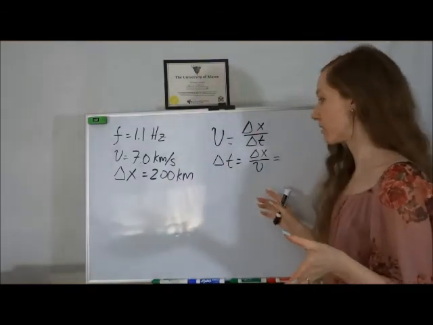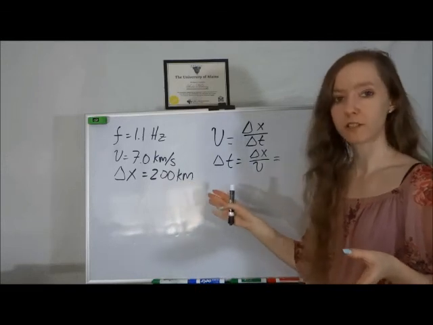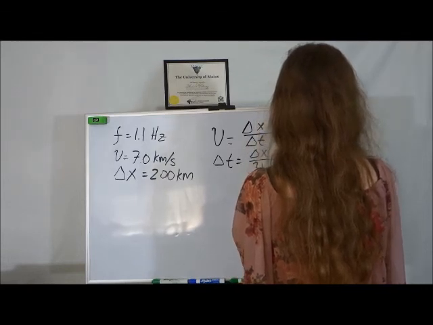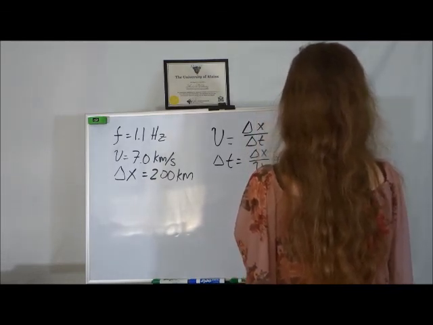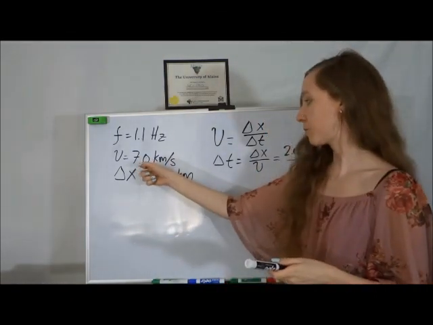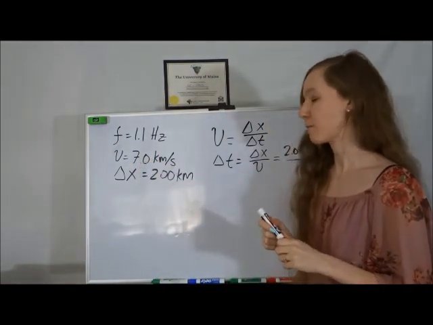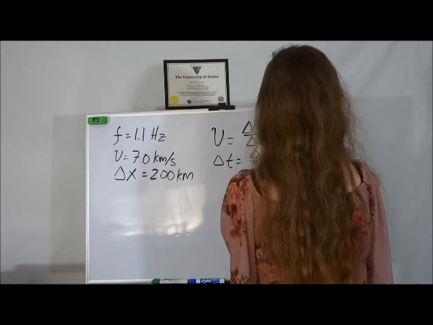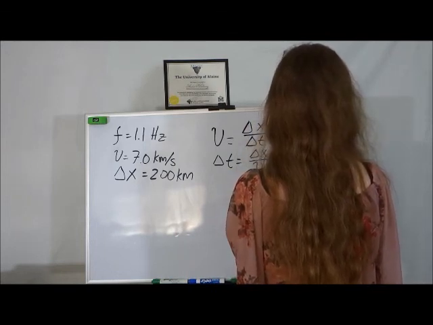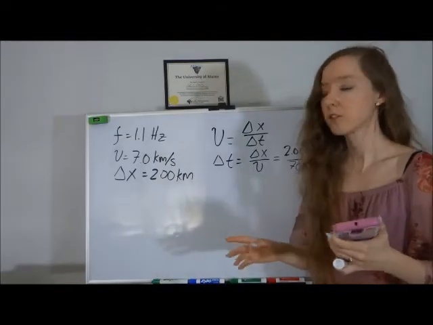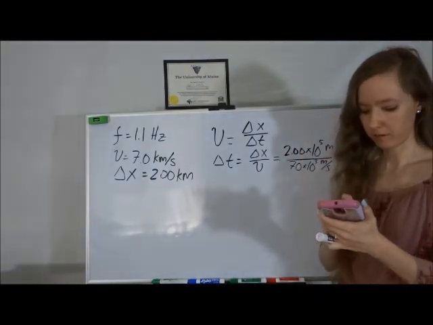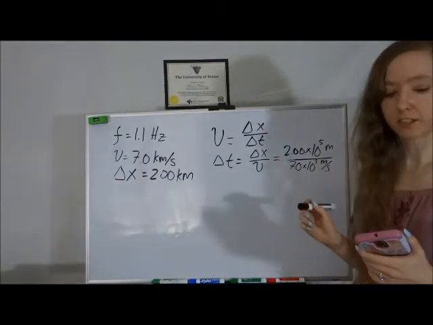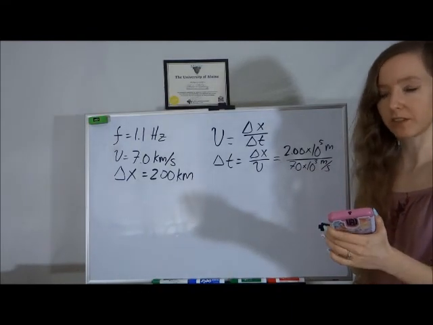So if we go ahead and plug our values in, this is going to become 2 times 10 to the 5th meters. And then this one's going to be 7 times 10 to the 3rd meters per second. So now if we plug this into our calculator, we end up getting that delta t is about 28.57 seconds.